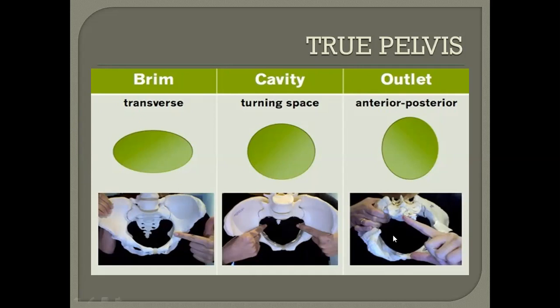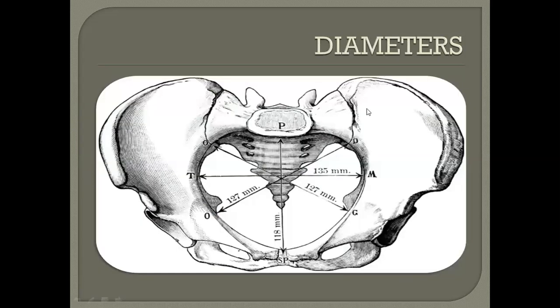This is the outlet. The sacrococcygeal joint, the ischial tuberosities, the ischial spines and the lower pelvis are all the boundaries of the outlet. The maximum diameter in the pelvic outlet is the anteroposterior diameter, which extends from the sacrococcygeal joint to the lower border of the symphysis pubis, and it is about 13 centimeters. During labor, as the coccyx deflects backward, this diameter will increase. So this is about the true pelvis. In the diameters, we are mainly focusing on the anteroposterior, transverse, and oblique diameters.